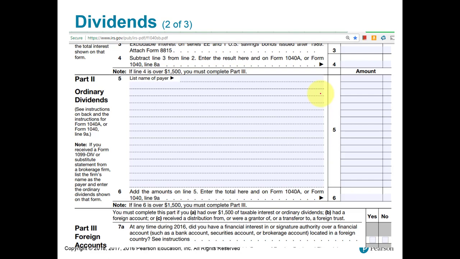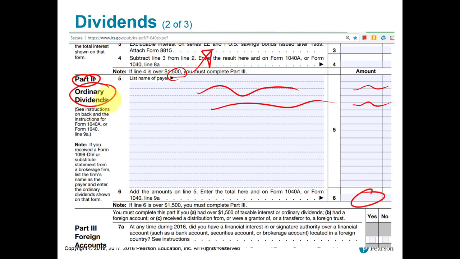So if you have more than 1500 of interest income, you would itemize it up here in Part 1. If you have more than 1500 of dividend income, you itemize it here in Part 2 of Schedule B. The name of the company and the amount of the dividend. Name of the company, amount of the dividend. The total. They call this ordinary dividend, which again includes the qualified dividend.